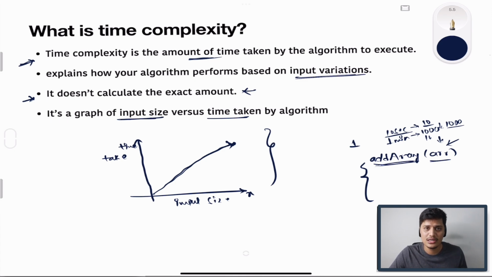And the third important thing is, as part of this time complexity analysis, we will not exactly calculate the time, rather we will try to reach a mathematical representation of the time complexity of our algorithm. And we will try to plot a graph with the input size and the time taken by the algorithm so that we can reach that end mathematical representation.